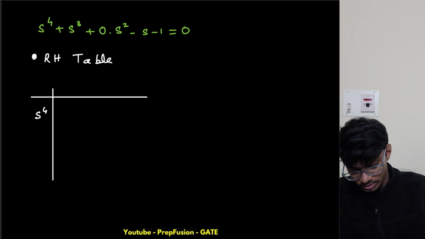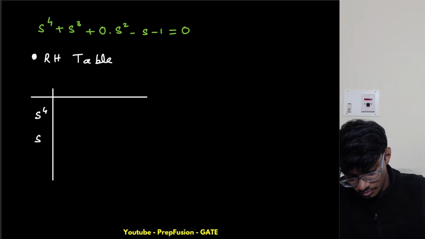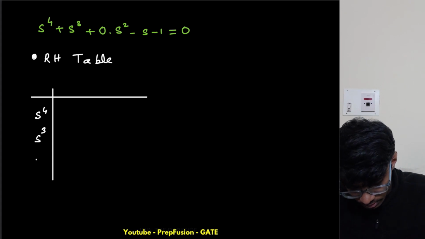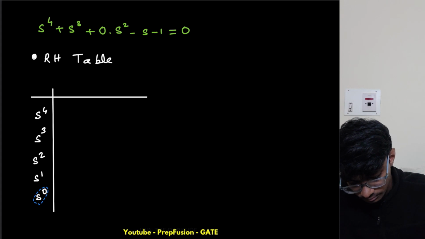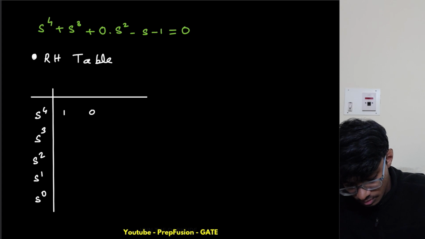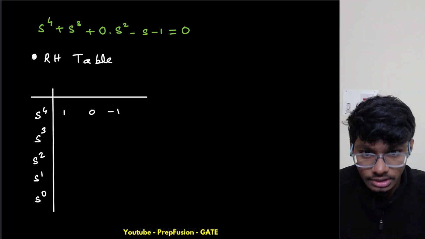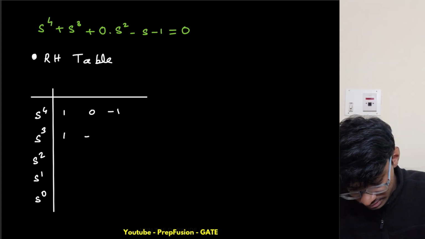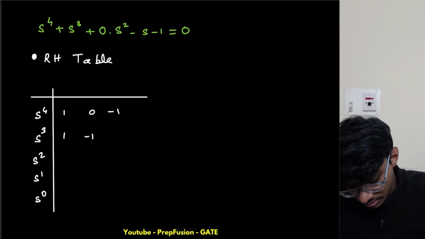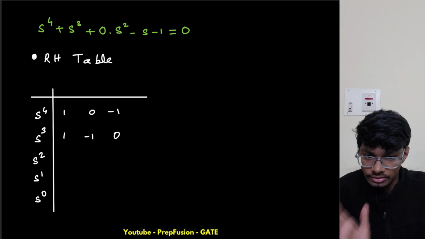So obviously I will write S to the power 4, S cube, S square, S to the power 1, S to the power 0, and this will go until here. And what are the coefficients? 1, 0 and minus 1. So I am doing fast now. I hope you are pro at this now. So 1, then minus 1 and then 0, right? Minus 1 and 0. I have nothing over there, so it is 0.